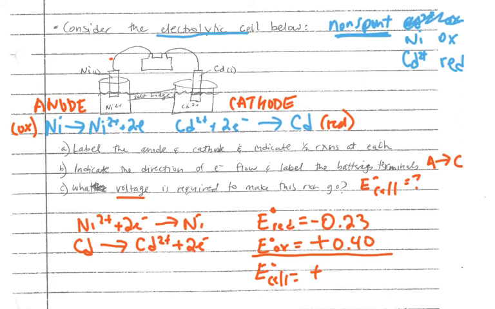Electrons will still flow from anode to cathode. So now it's going to flow this way since we determined that this is actually the anode. The electrons will flow to the positive side of the battery and away from the negative terminal of the battery. And now we can reverse these reactions as well. So nickel is the oxidation reaction. Nickel is being oxidized.